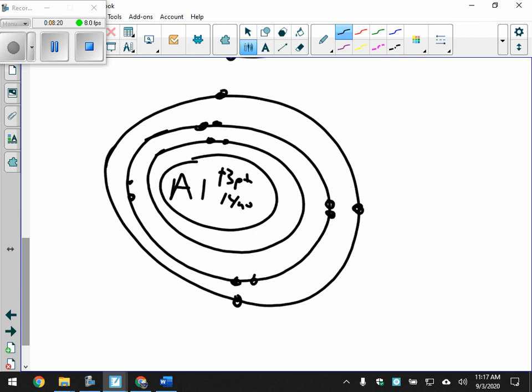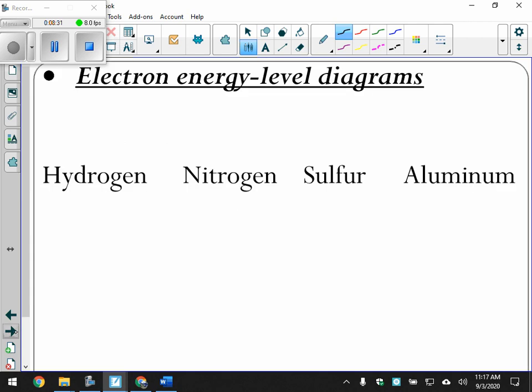Questions? All right. So the next one, they're all kind of the same thing, just an adaptation. We use what we call electron energy level diagrams sometimes. So you can just write down electron energy level diagrams. Write that down, electron energy level diagrams.